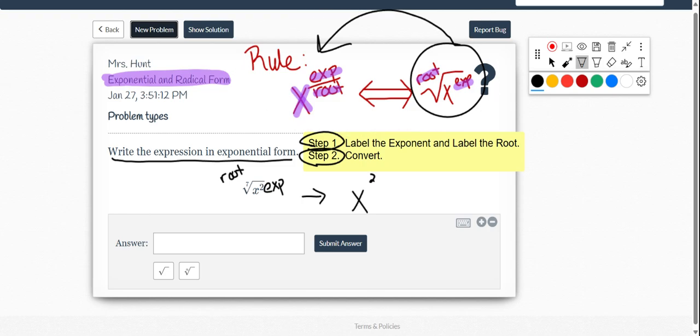Exponent goes on top, so 2 goes on top, and 7 goes on the bottom. I don't need to omit anything here because there's nothing understood about this. This is just x to the 2/7. Okay, one more example of that, and then I'm going to release you to try some on your own.